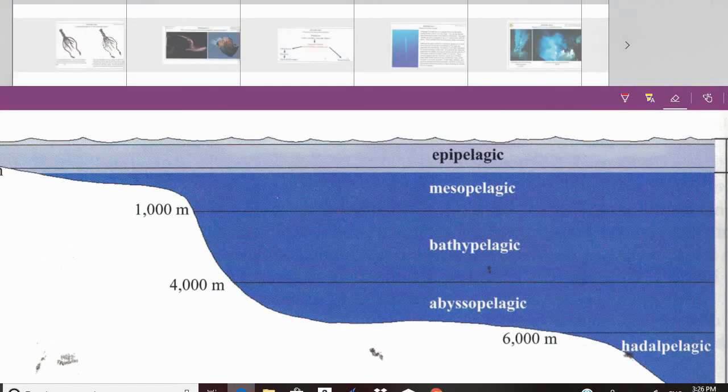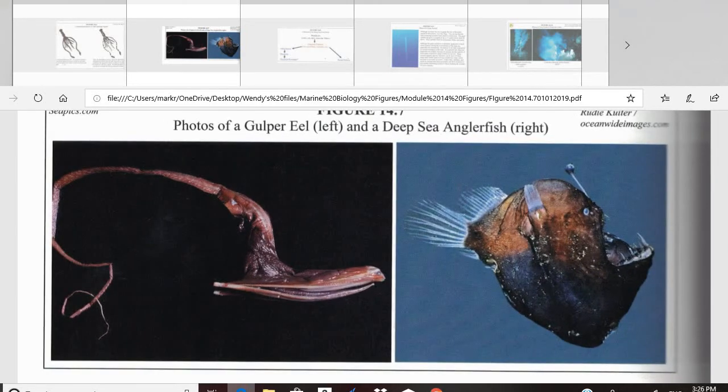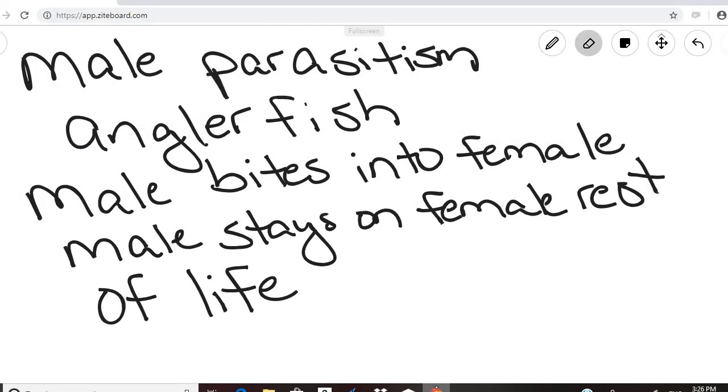I don't know if I have a picture of it. Yeah, so here. This on the right is the anglerfish, and that type of fish, the male will bite into the female and actually attach to the female's blood vessels and feed from the female, but then they can also mate, or they have a mate for life.